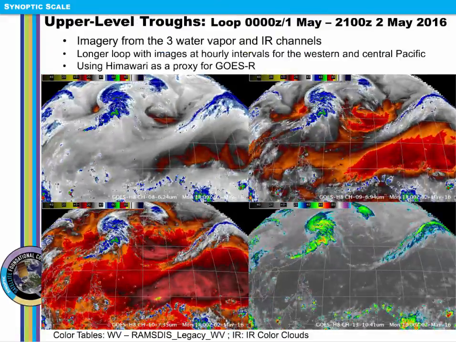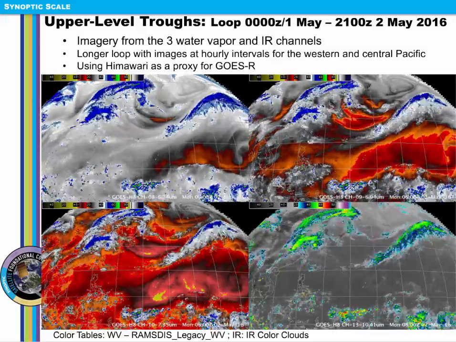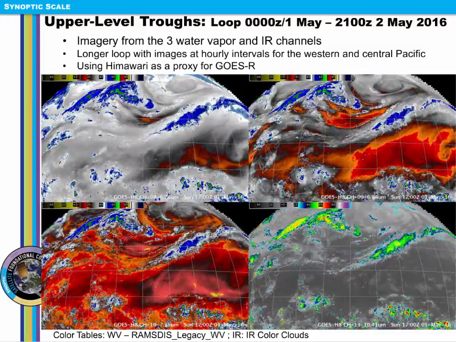In our next case, we look in more detail at upper-level troughs. The loop shown here covers a very active period, with the jet stream farther south into the Pacific than what we saw in the last case.